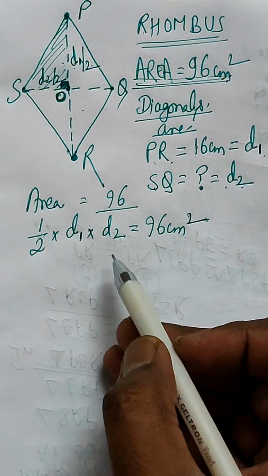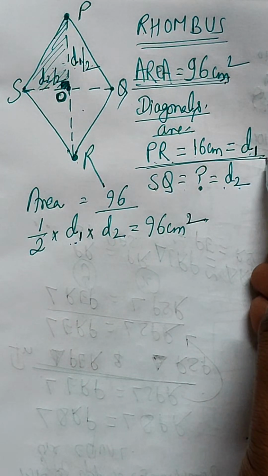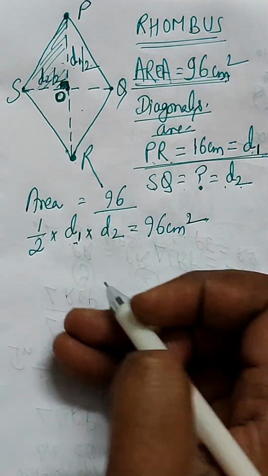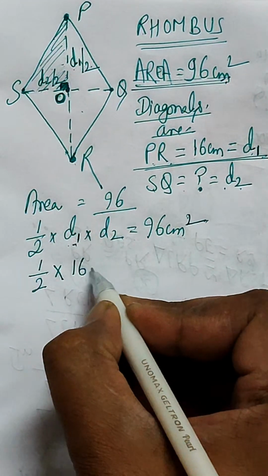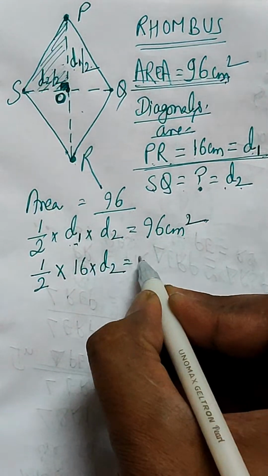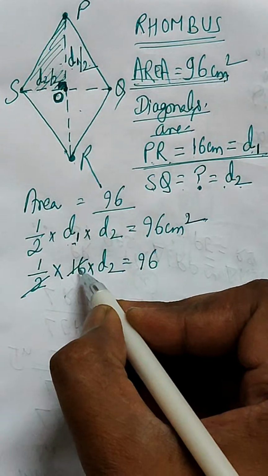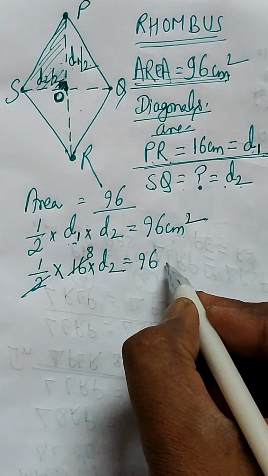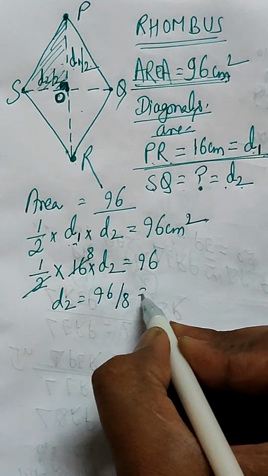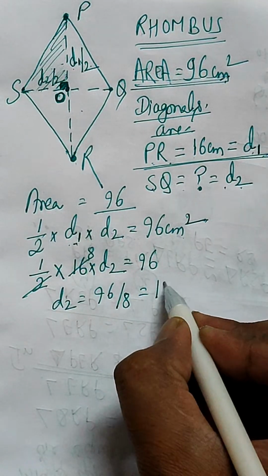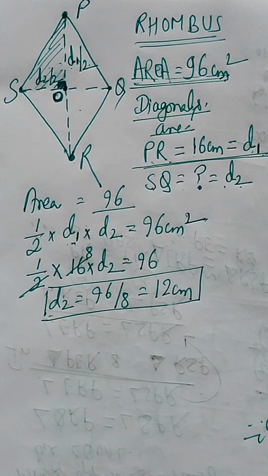Now we know the value of D1 because D1 is given to you as 16, right? So just put this value of D1 over here. Then it will be 1 by 2 into 16 into D2 equals 96, right? Now here 2 will divide 16 in 8 times and you will get the value of D2 from here as 96 by 8, which is coming as 12 centimeter. So the length of diagonal 2 is calculated to you, that is 12 centimeter.